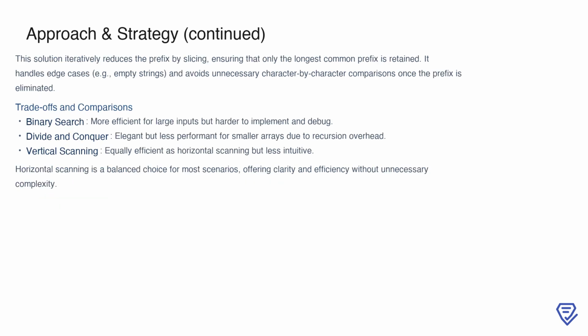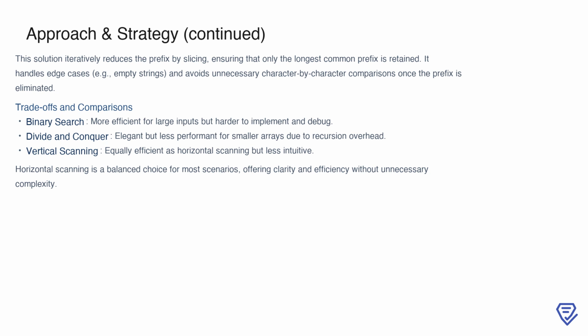This solution effectively reduces the longest common prefix by slicing the prefix string whenever mismatches occur, ensuring that only the valid matching portion is retained. It handles edge cases gracefully, such as when the input contains empty strings or the prefix is eliminated entirely. Compared to other approaches, horizontal scanning stands out for its clarity and ease of implementation.